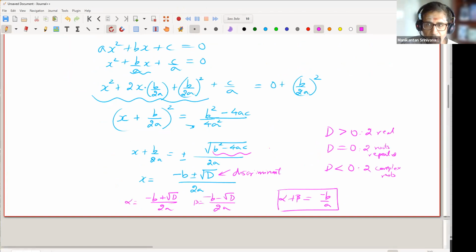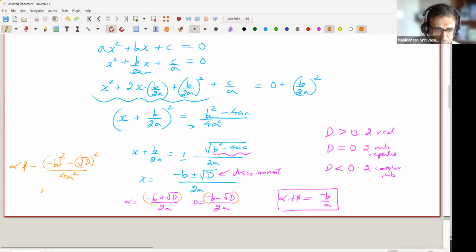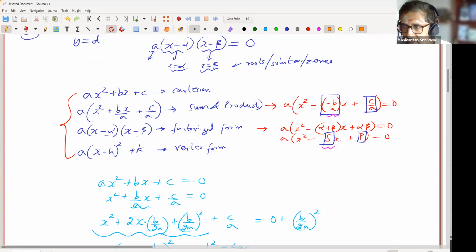Okay, and similarly, the product of roots, if you multiply alpha into beta here on the side: minus b plus root D times minus b minus root D becomes minus b whole square minus root D whole square, upon 4a square. So this is b square minus D, which is b square minus 4ac, whole upon 4a square, which is 4ac upon 4a square, which is c by a. So that's how you get the product of roots as c by a, which is again in confirmation with what we saw here. This is the sum, this is the product.